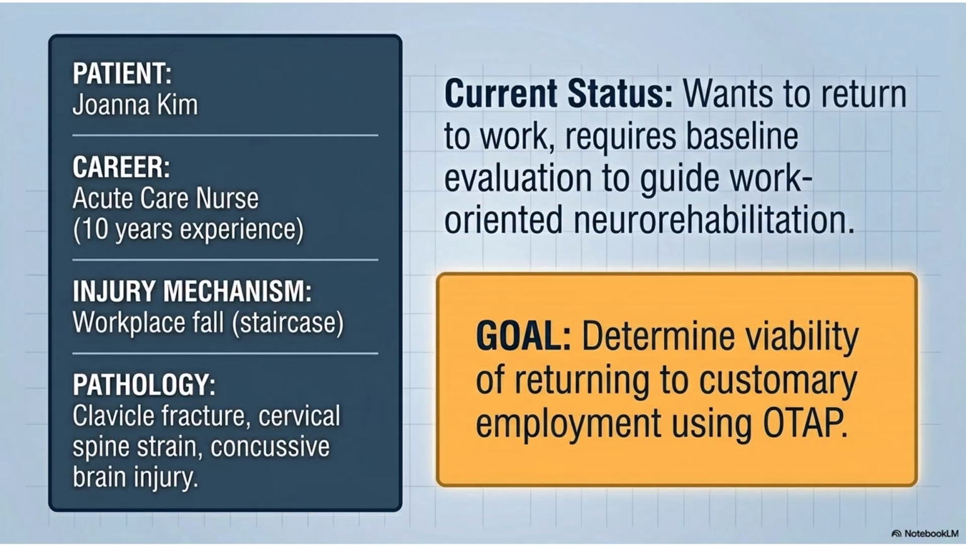Let's apply this to a case study. Joanna Kim is an acute care nurse with 10 years of experience. Following a workplace fall on a staircase, she sustained a clavicle fracture, a cervical spine strain, and a concussive brain injury. Her current status is that she wants to return to work, and she requires a baseline evaluation to guide her work-oriented neurorehabilitation. Our goal is to determine the viability of returning to her customary employment using OTAP.